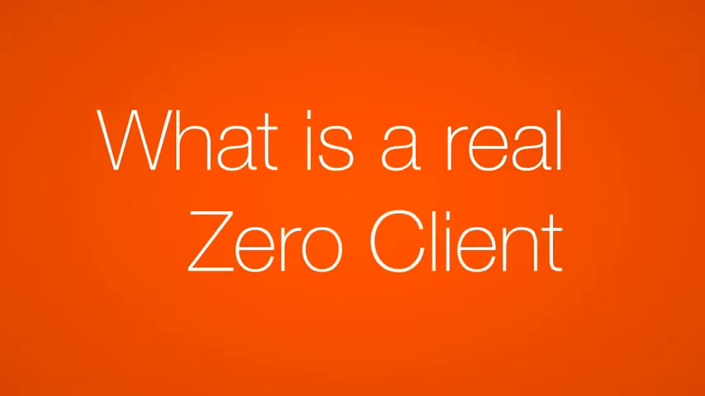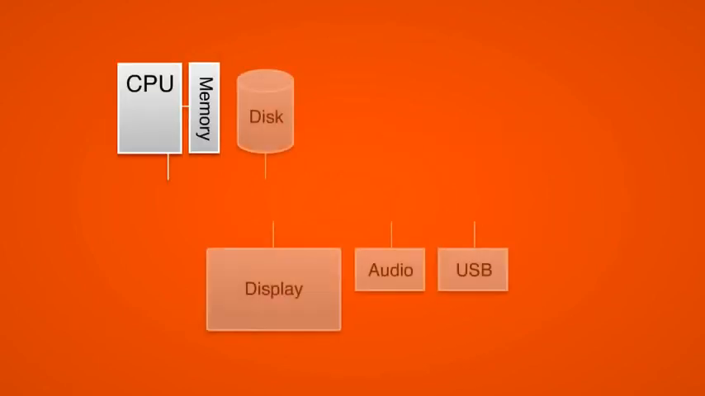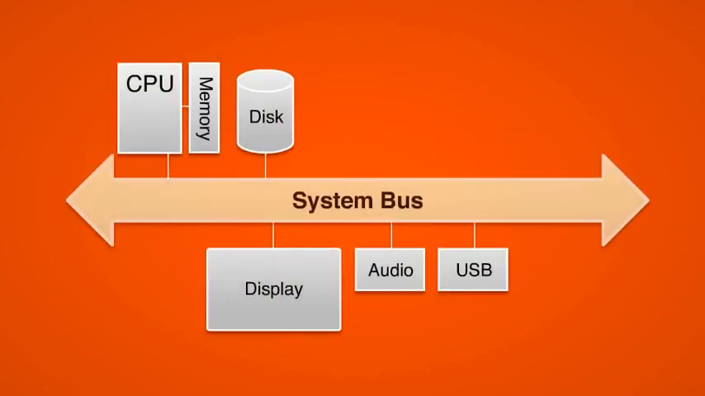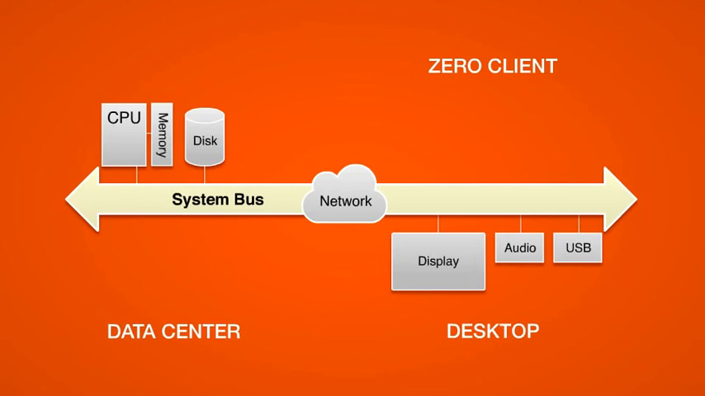So what's a real zero client? Let's go back to the basic PC. A processor, system memory, peripherals, and most importantly, that system bus. If the PC is now moved to the data center, then a zero client is about stretching that system bus over the network, so that only the peripherals, the display, USB ports, and audio, are at the desk.